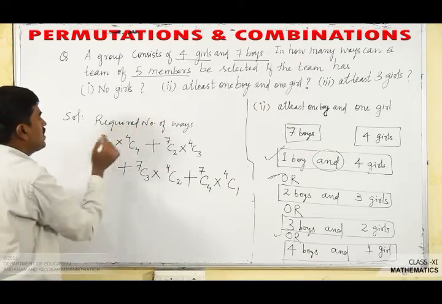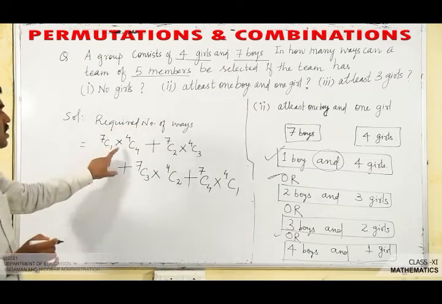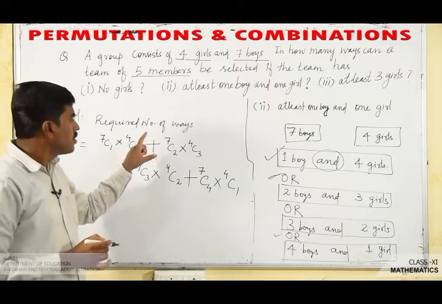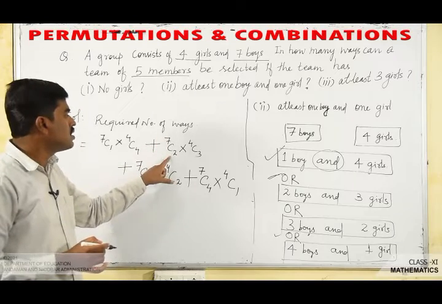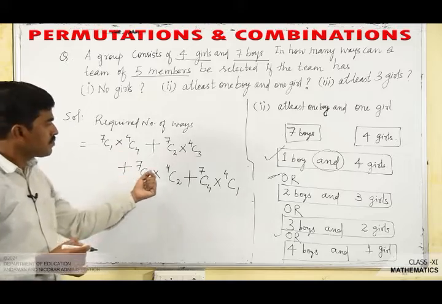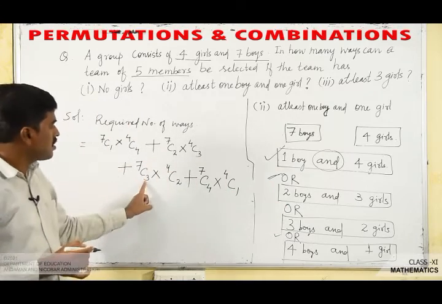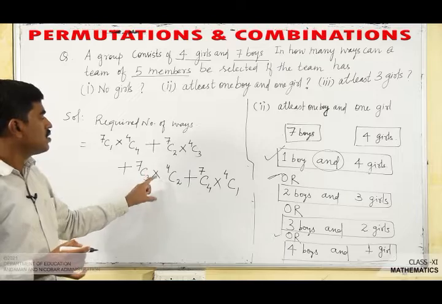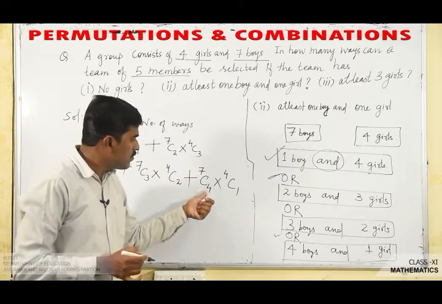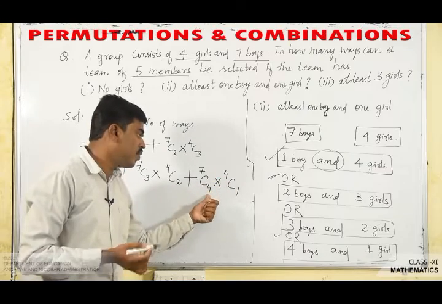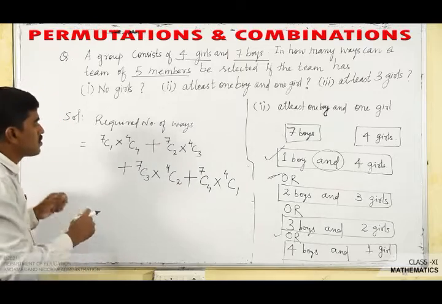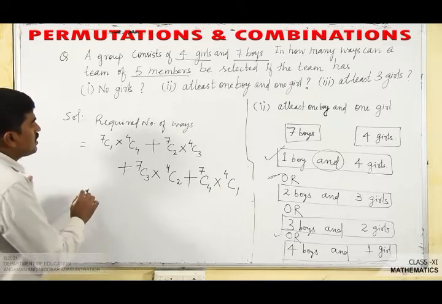So the required number of ways is equal to 7C1 into 4C4, that means 1 boy and 4 girls, or plus 7C2 into 4C3, so 2 boys and 3 girls, or 3 boys and 2 girls, so 7C3 into 4C2, or it can be done in this way also, 7C4 into 4C1, that is 4 boys and 1 girl. In all these cases there are 5 members. So you know how to calculate it.